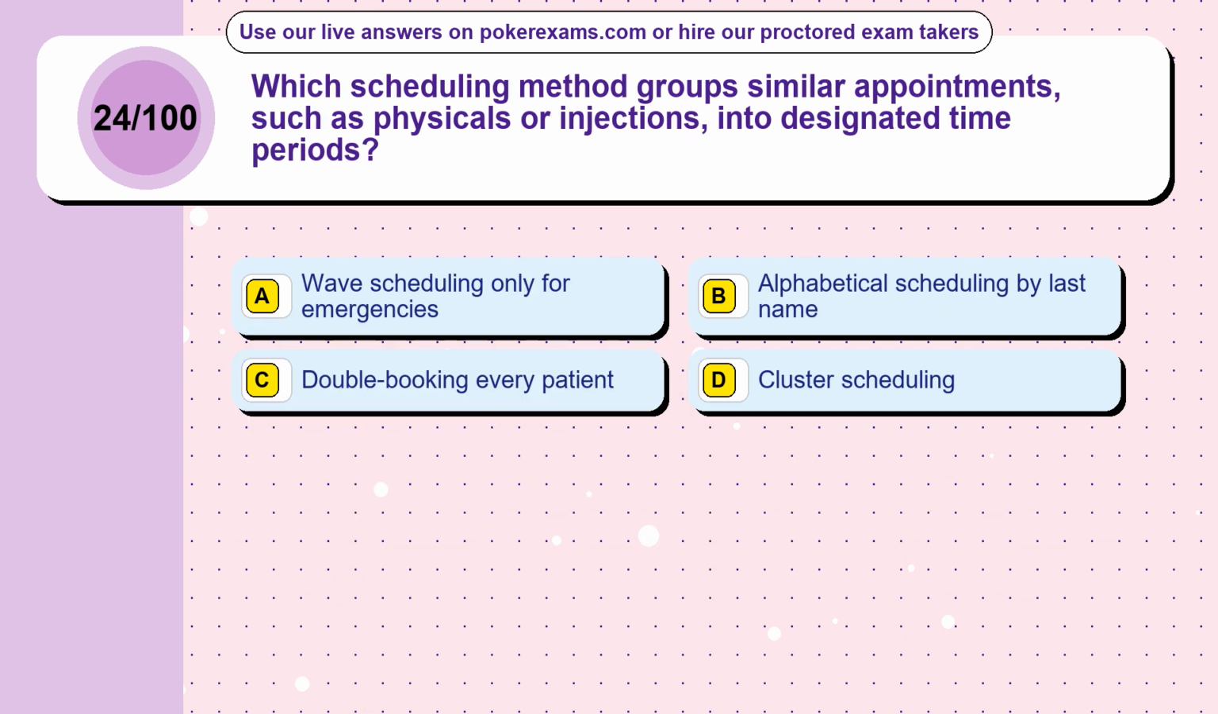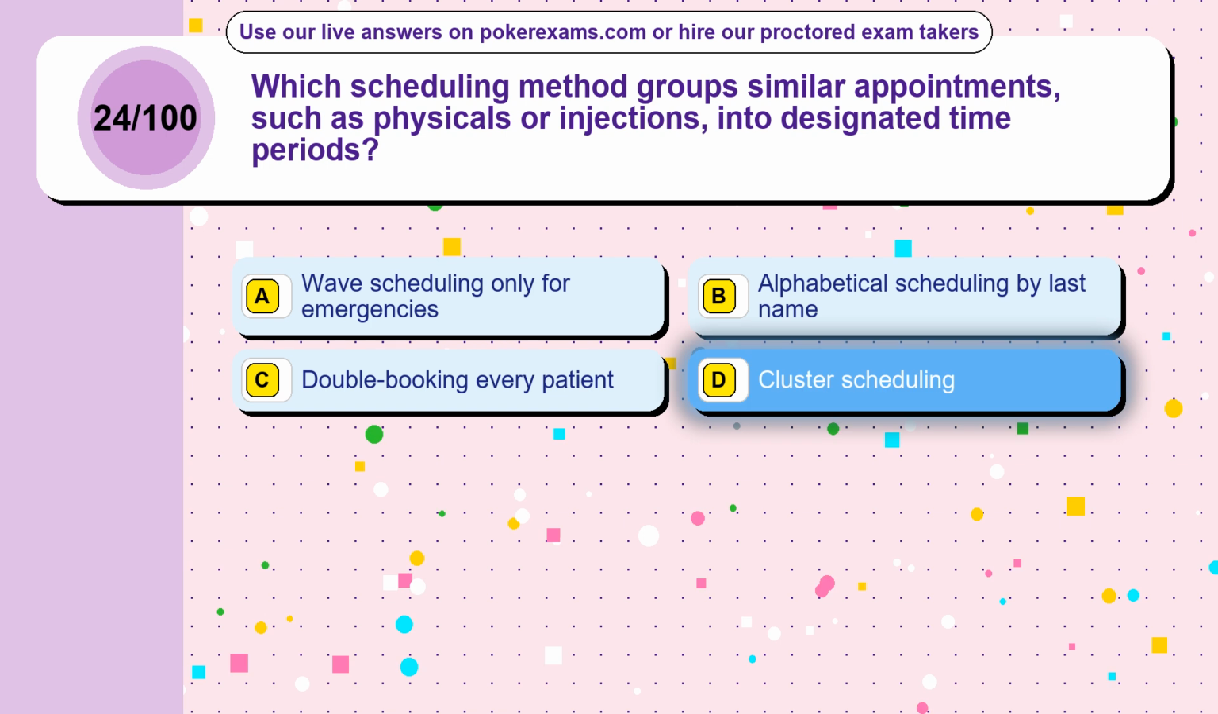Question 24. Which scheduling method groups similar appointments, such as physicals or injections, into designated time periods? Option A, wave scheduling only for emergencies. Option B, alphabetical scheduling by last name. Option C, double booking every patient. Option D, cluster scheduling. The correct answer is option D, cluster scheduling.